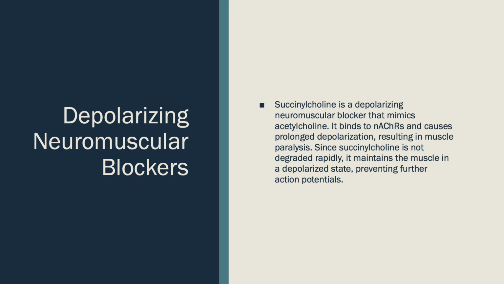Now, contrast that to succinylcholine. This is the only depolarizing neuromuscular blocker currently in clinical use. It works by mimicking acetylcholine and binding to that nicotinic acetylcholine receptor. And this causes continuous depolarization of the muscle membrane. This prolonged depolarization leads to muscle paralysis because the muscle membrane cannot repolarize and it cannot generate further action potentials. Succinylcholine is great for a rapid sequence intubation because it has a fast onset and a short duration.